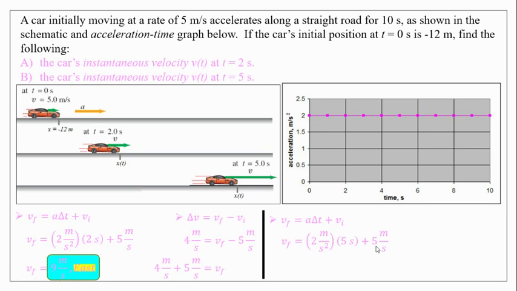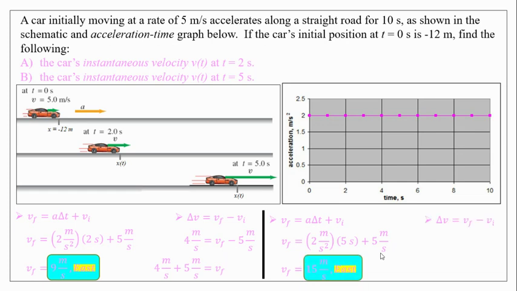Okay, so don't get into a habit of plugging VI as 0. Always read the problem. Make sure your VI fits what's given to you. In this case, the object is already moving, aka the car's already moving when you start this problem. All right, so therefore 2 times 5 is 10, and then 10 plus 5 is 15. So therefore the answer is simply 15 meters per second east.